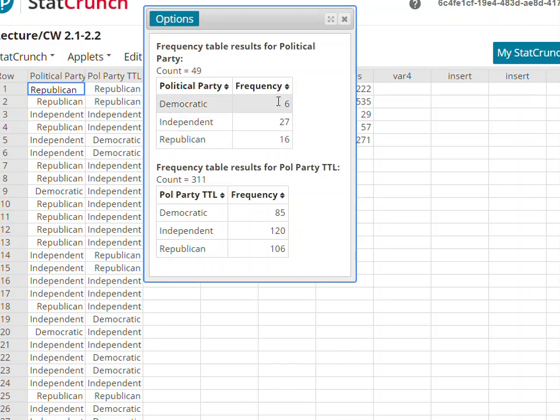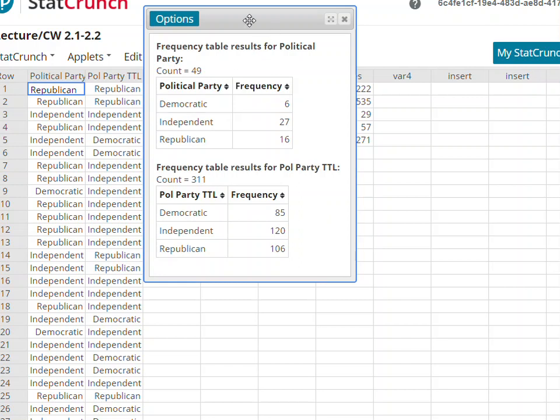So if I wanted to say that there were 6 out of 49 Democrats from the spring, compared to 85 out of 311 from the total respondents, that's really a hard comparison to make because their total numbers are not the same. The way that we go about comparing things that don't have the same total values is to change it into a decimal or a percent.